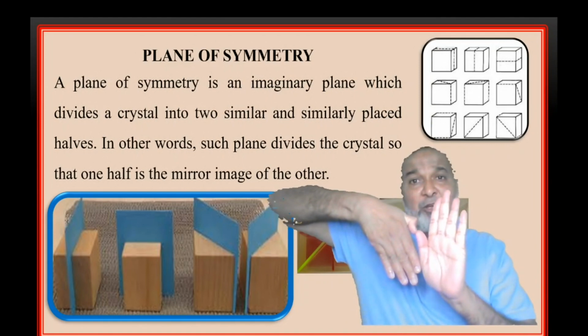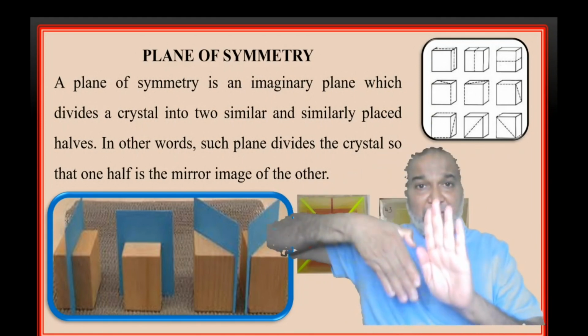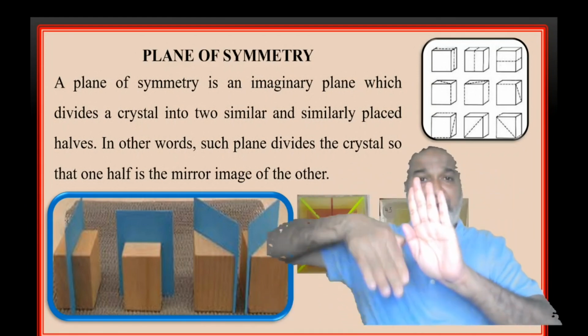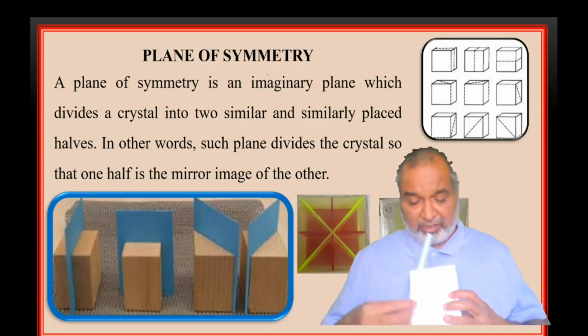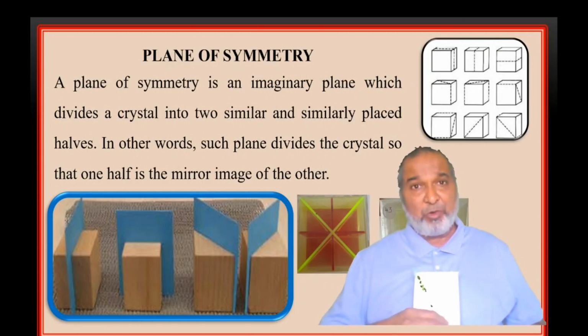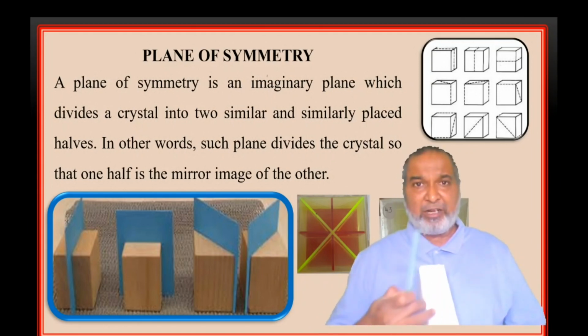So they are totally divided, but they are in reverse positions, not in the same position. If you want a mirror image, they should be the same. But now what is happening? One is on the top, one is on the bottom. So in the rectangle, we could not draw a plane from corner to corner. So this is eliminated, rectangle.